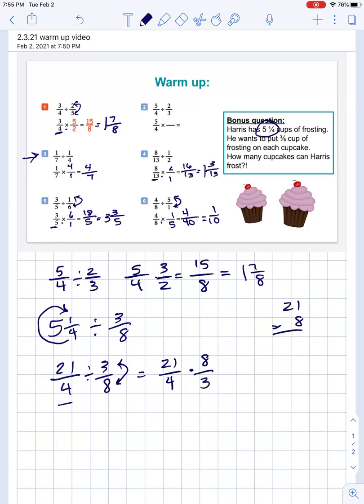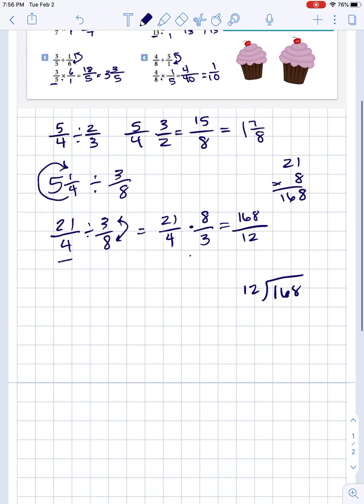So 21 times 8 is 168, and 4 times 3 is 12. Now, I don't know off the top of my head how many times that goes in, so let's do it out. Not 128. Come on, Mrs. Ritter. 168 divided by 12. Let's go ahead. 12 goes into 16 once, which is 12, and we'll subtract, which is 4. And we'll bring down our 8, and that goes in 4 times. So our answer here is, and 12 times 4 is 48.